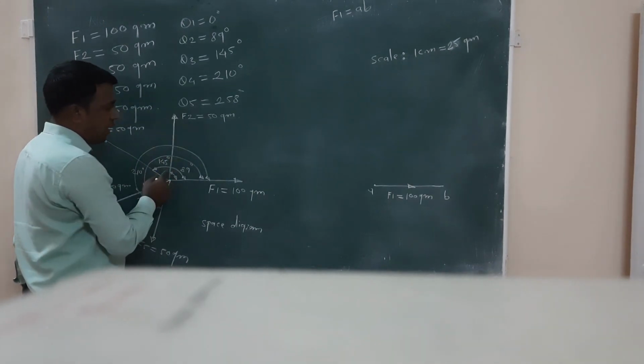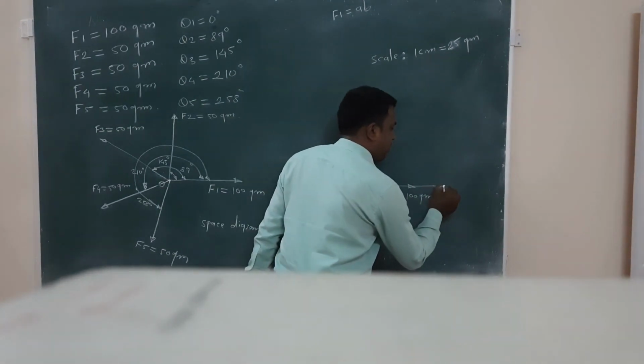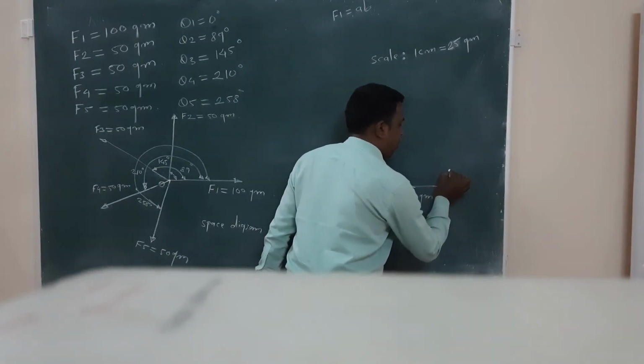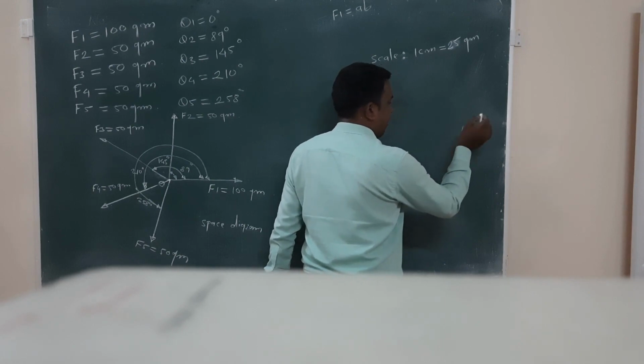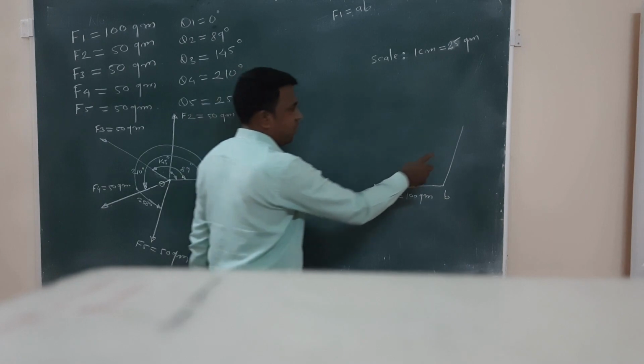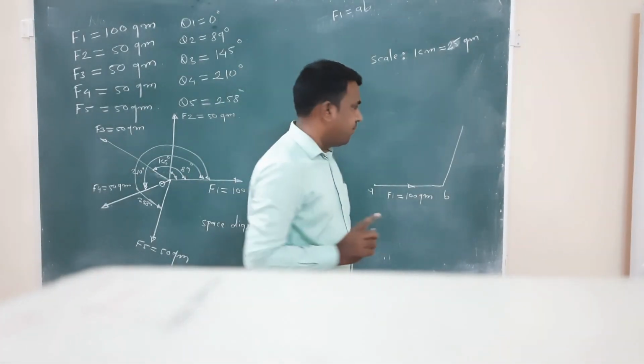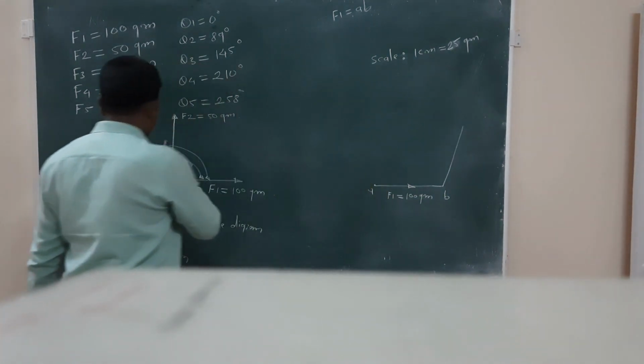So draw the second line which starts from the point B and has the direction which is parallel to the force F2. तो F2 को पैरेलल लाइन अपने को यहाँ पे ड्रॉ करना है. So this is the second side of a polygon, parallel with respect to the force F2.